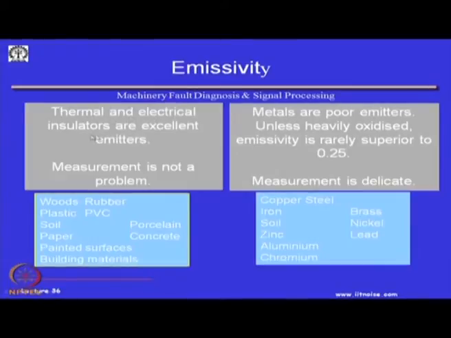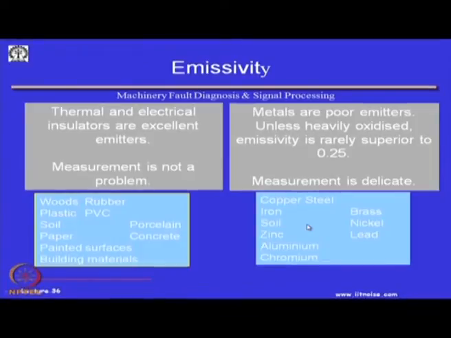Thermal and electrical insulators are excellent emitters. Measurement is not a problem on wood, plastic, soil, paper, painted surfaces, building materials, porcelain, concrete. But metals are poor emitters unless heavily oxidized. Emissivity is rarely superior to 0.25. Measurement is difficult when we have a lot of metals: copper, steel, iron, zinc, aluminum, chromium, brass, nickel, lead, etc.